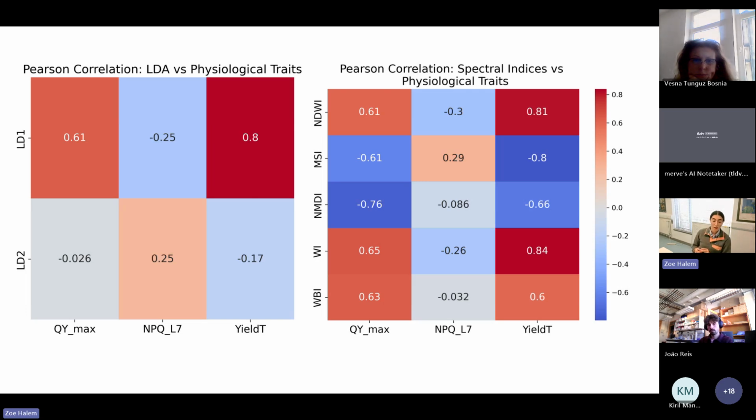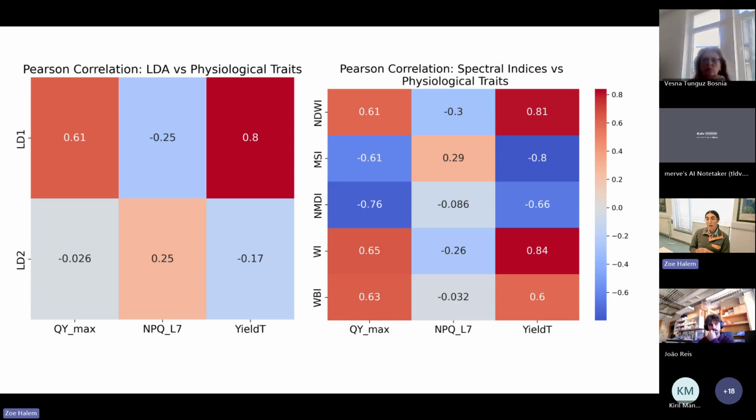This positive value for quantum yield, an indicator of plant health, is likely telling us that under non-stressed or control conditions, the quantum yield value should be increasing, and it should be showing us that inverse relationship with NPQ. And then for LD2, there were relatively weak correlations among all three agronomic variables.